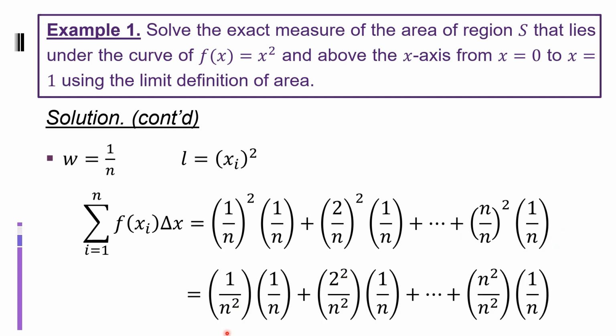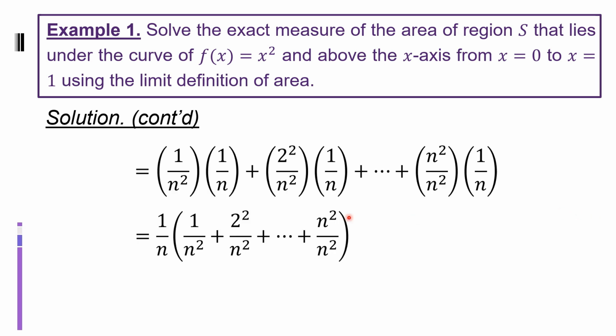So, if we simplify that, we have 1 over n squared times 1 over n plus 2 squared over n squared times 1 over n plus up to n squared over n squared times 1 over n. So, pinasok lang natin yung square dito sa loob ng mga ito. With that now, pwede natin ilabas yung 1 over n, right? Kasi, lahat naman ng terms natin may 1 over n. So, we have 1 over n times, ang naiwan sa loob ay 1 over n squared plus 2 squared over n squared up to n squared over n squared.